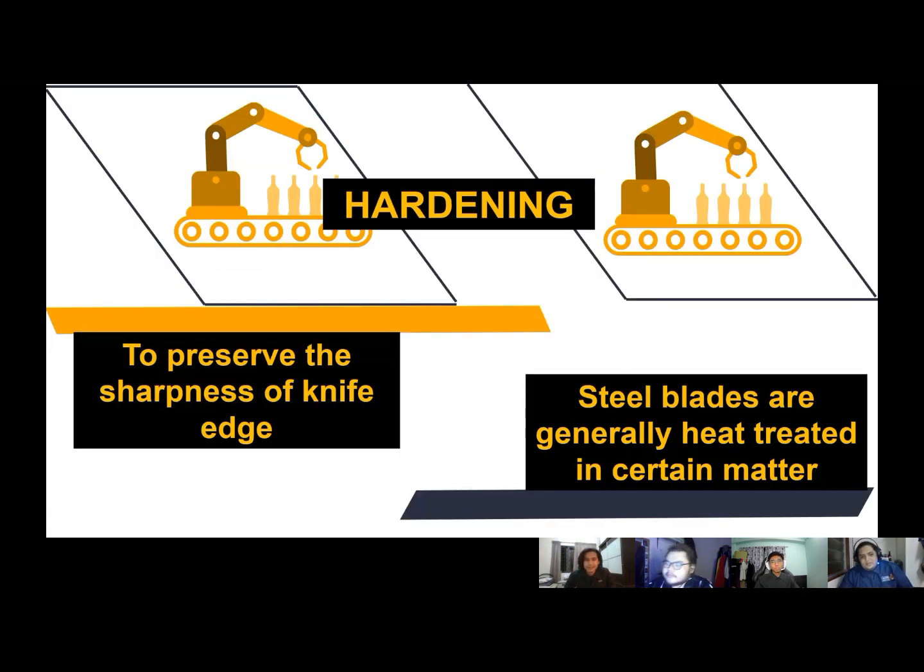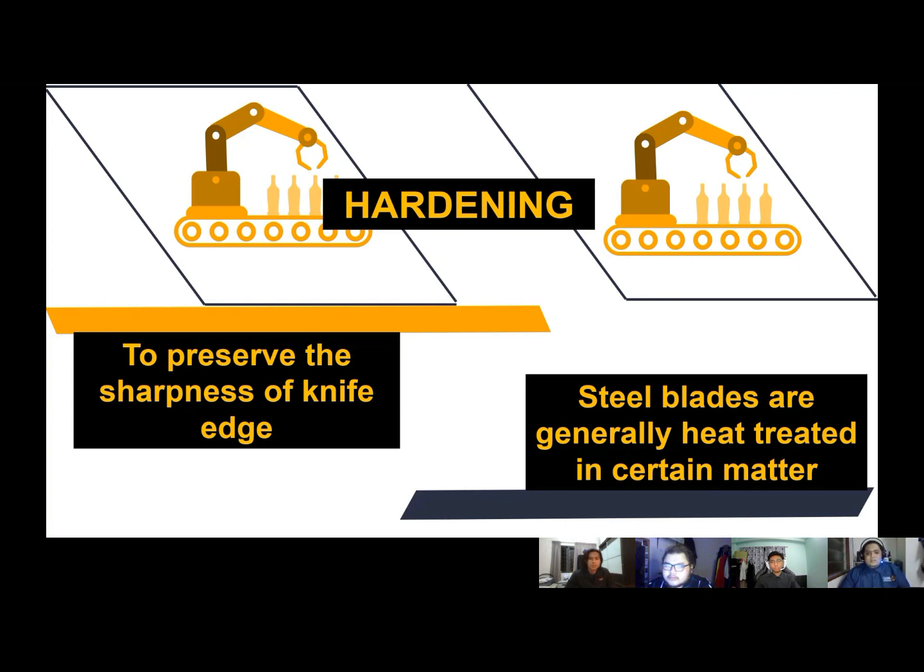Okay, so we have done with the forming process of the knife. The next is the hardening process. So what does the hardening process do? In the hardening process, it is required to preserve the sharpness of the knife edge. What is meant by maintaining the sharpness of the knife edge is that in hardening, heat treating is required.